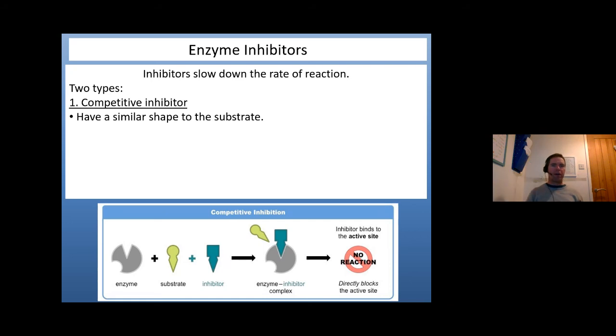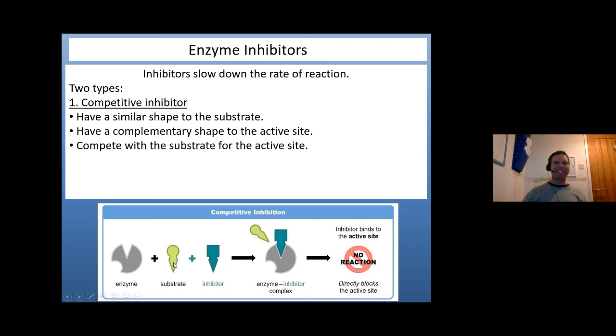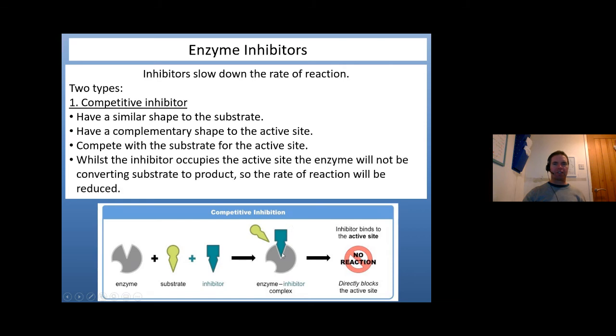Well, the word competitive is all about competing for the active site. You can see the diagram down here has an inhibitor with a similar shape to the substrate, this little diamond shape. The idea is that they are both complementary to the active site of the enzyme, so they're both going to fit into it, and therefore they are both competing for the active site. They're both trying to get in there, and it's all about who gets in there first. Whilst the inhibitor is in that active site, the enzyme will not be converting the substrate to product. So therefore, the rate of reaction is reduced.